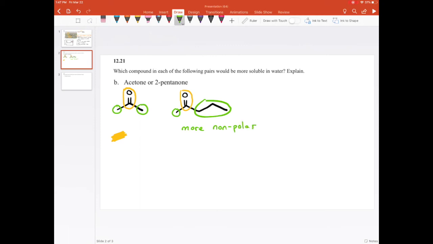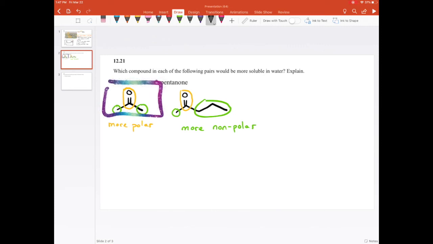Nonpolar. Right? And so, this one on the left, if the one on the right is more nonpolar, the one on the left is more polar. Not because it has more polar bonds, but because it has fewer nonpolar bonds. So you would choose your molecule.